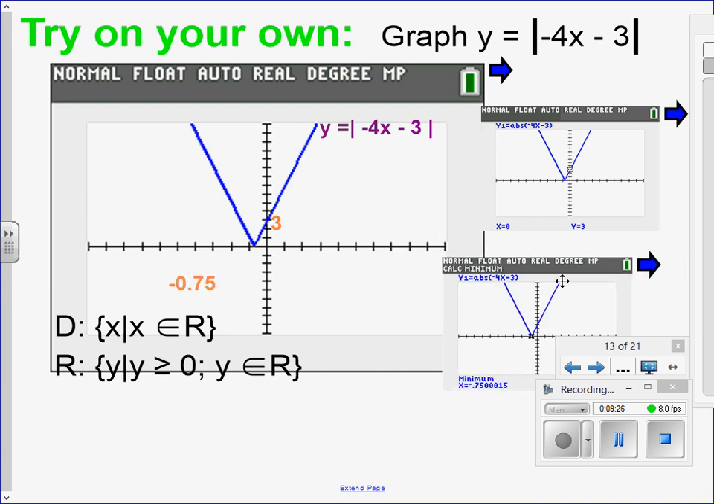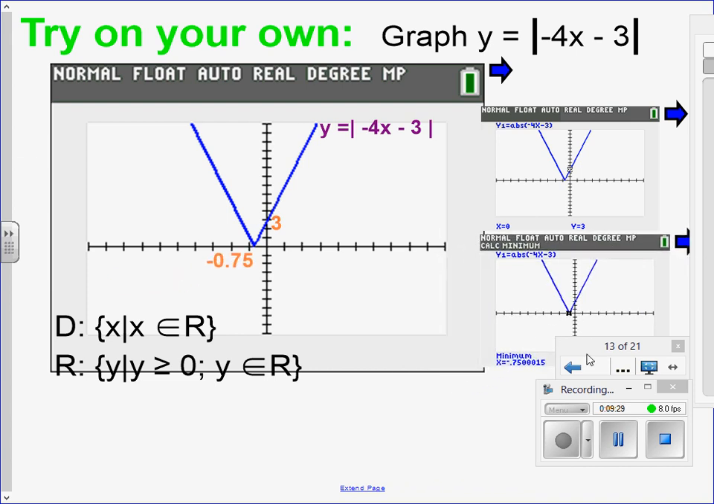So here I labeled it in as negative 0.75 because the minimum you can see here is negative 0.75 and 0. So that would be my graph. Notice my domain, still an element of the reals. This time, since I did not have a vertical shift down, my range stays as y greater than or equal to 0.